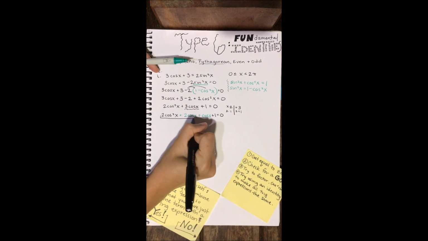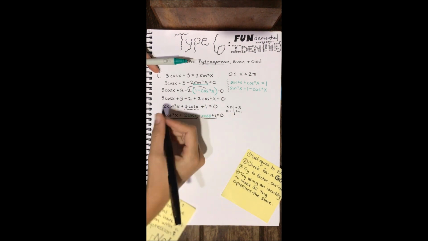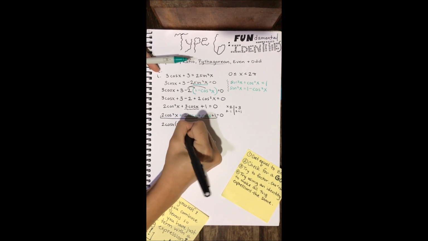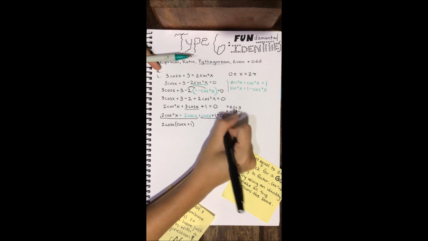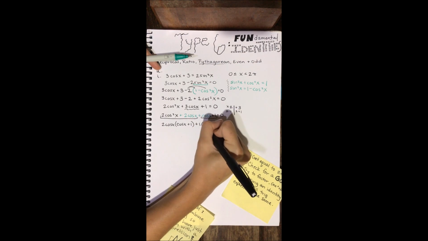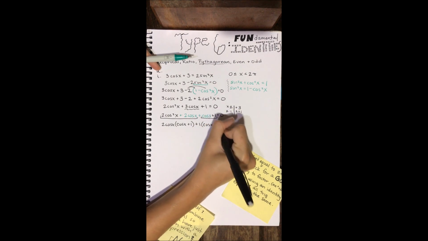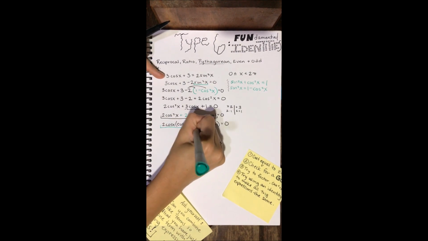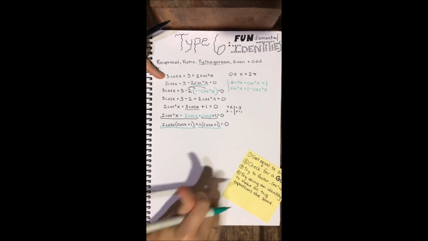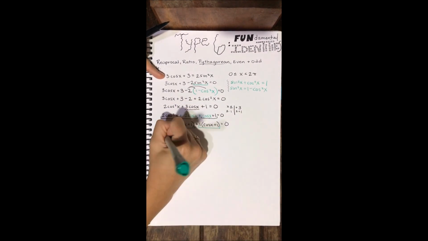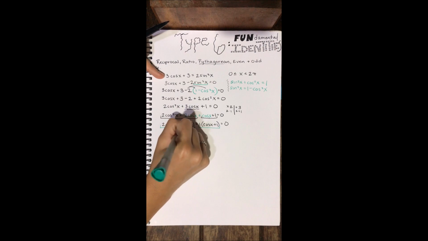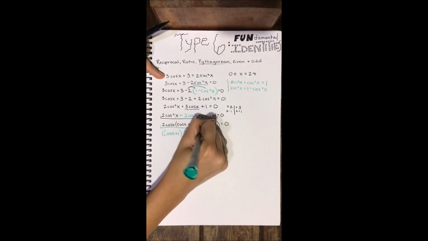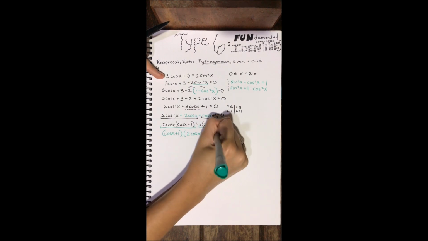Group factor it, group the first 2, group the last 2, GCF, 2 cosine of x. We're left with cosine of x plus 1. Nothing factors out here, so I'm going to just take out a 1, cosine of x plus 1. Then I've got these 2 terms with a new GCF. They both have cosine x plus 1 in common, so I'm going to take it out. Cosine of x plus 1. And then I'm left with 2 cosine of x plus 1.